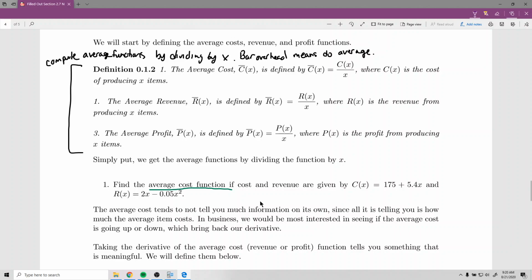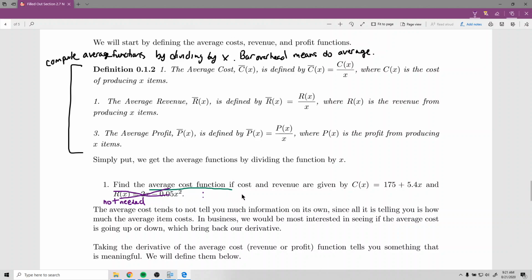Now, if you're reading this, it might throw you a little through a loop because they're giving you more than you need. To find the average cost, all we need to do is take the cost function, our formula, and divide it by x. We don't need this at all. The R of x is just unnecessary. So they're just trying to throw you off, give you too much information. And in real life, for problems, you're going to have a lot of information. You need to pick what's relevant and what's not.